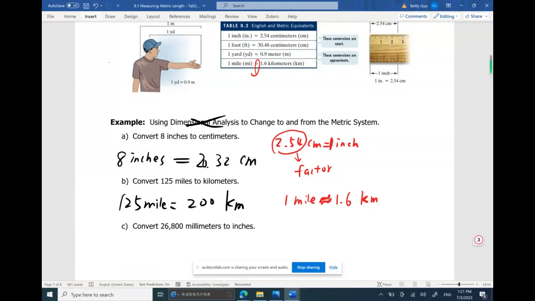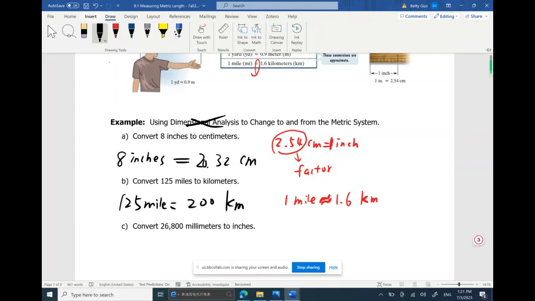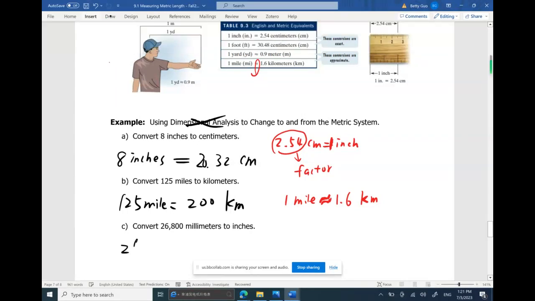Part C, convert 26,800 millimeters to inches. Do we have the identity, the equation between millimeters and inches? We don't, but we can go from millimeters to centimeters easily, right? 26,800 millimeters to centimeters. Millimeter to centimeter, simply drop a zero. 2,680 centimeters. Okay, because centimeter is 10 times bigger than millimeter.